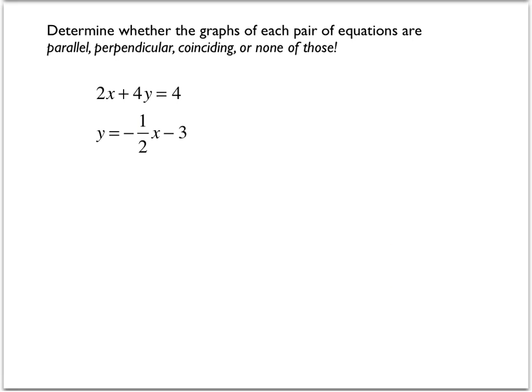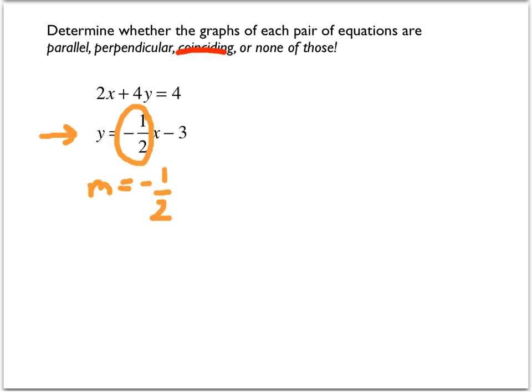Let's take a look at a problem here. We want to determine, I'm going to give you a pair of equations of lines here. These are both linear equations. Do you think these are parallel, perpendicular, coinciding, or none of those? Coinciding actually means it's the same line, maybe just written in a little bit different form. So obviously the best thing to do here is to see if we can figure out what the slope is. And of course on this second one here, that slope is pretty easy to figure out. Since this is in slope-intercept form, this slope is -1/2.